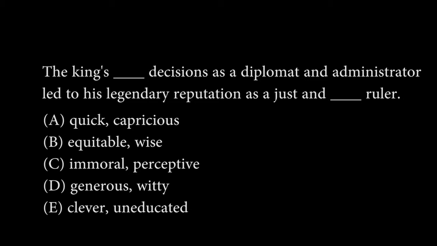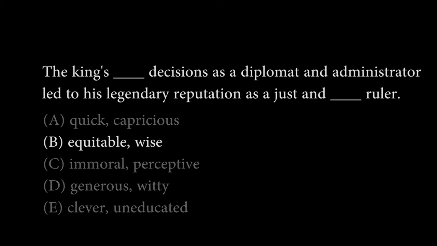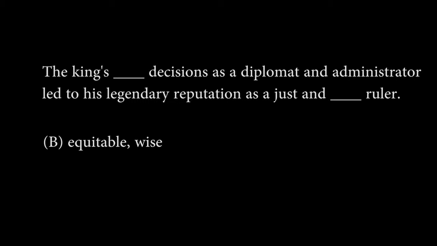In C, immoral and perceptive aren't similar at all. Perceptive is positive, but immoral is not. In D, generous and witty are both positive adjectives, but they are not really similar and don't make sense in the sentence. Generous decisions would not give one a reputation as a witty ruler. In E, clever and uneducated are not similar at all. Clever is positive, but uneducated is not. The king's equitable decisions as a diplomat and administrator led to his legendary reputation as a just and wise ruler. B makes sense in the sentence, so B is your answer.